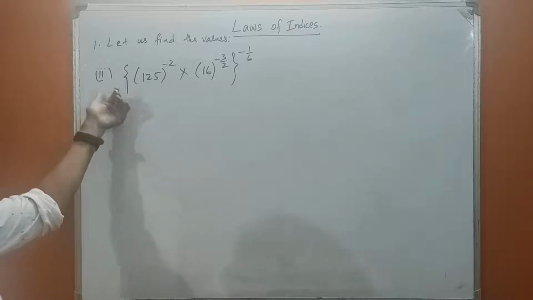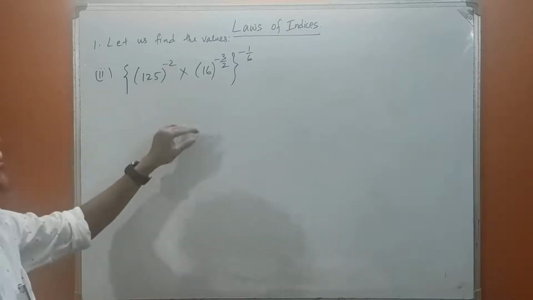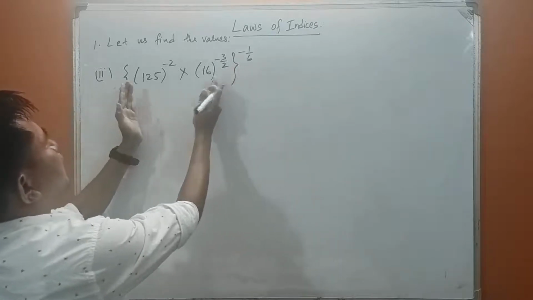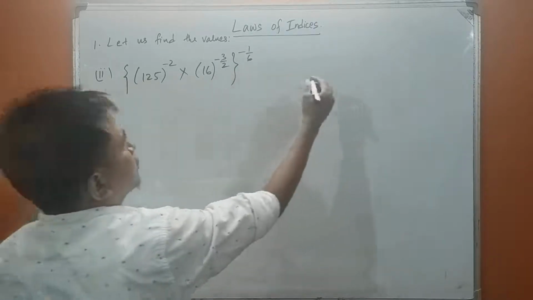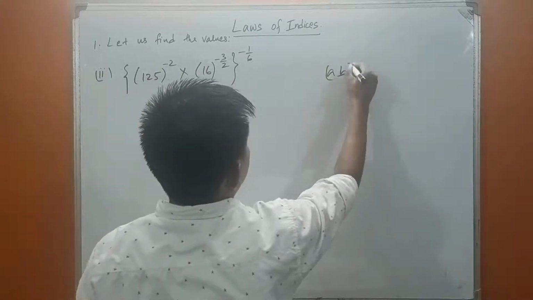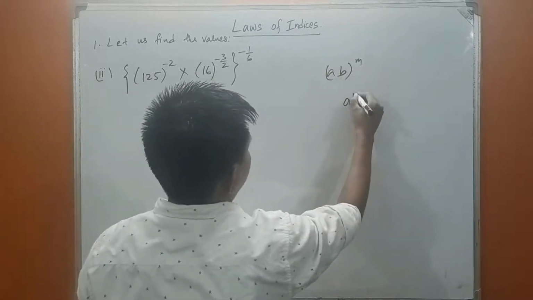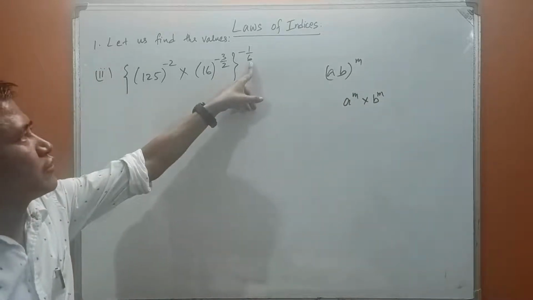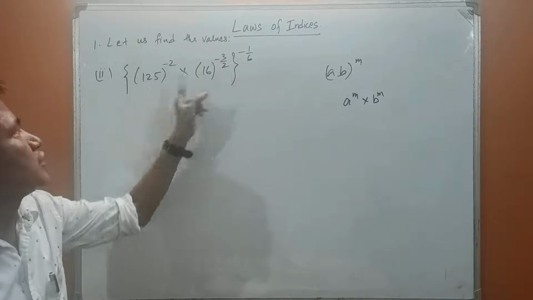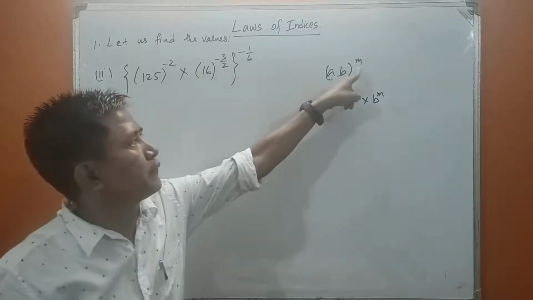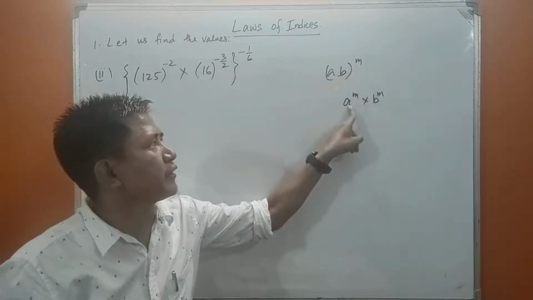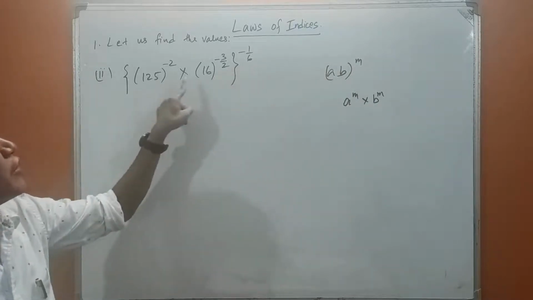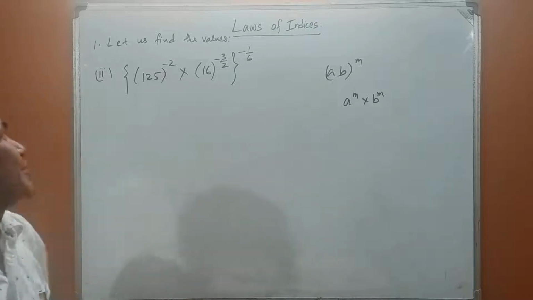Okay, now let's do question number 2. This is the question. So this minus 1 upon 6 power is for both the numbers, this and this, isn't it? So if (ab) whole to the power m, then you can write a to the power m into b to the power m, isn't it? I'm just trying to say this minus 1 upon 6 power is for both the numbers. You can separately write like this. So I'm going to write this minus 1 upon 6 separately for both the numbers, okay? I hope you're getting me.